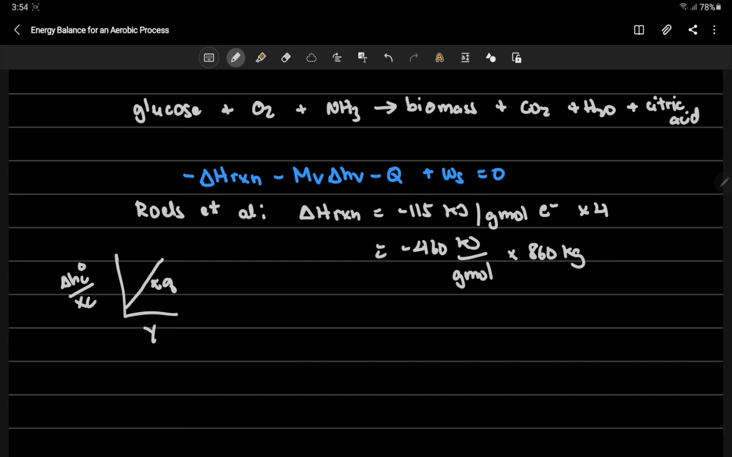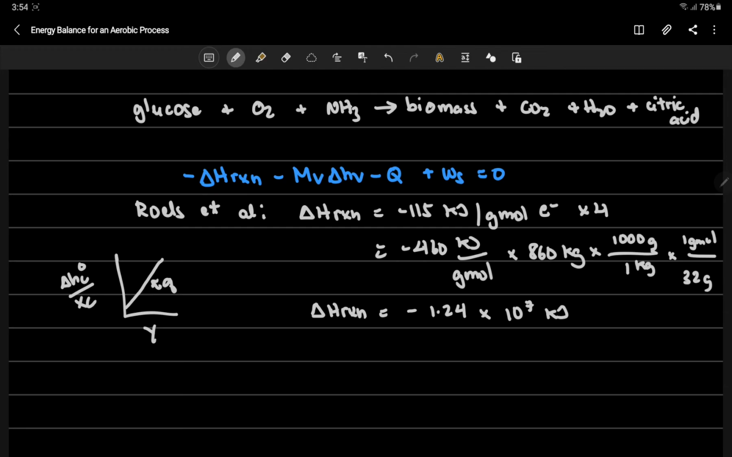Kaso nga lang, naka per mole yung ating enthalpy of reaction. So, kaya kailangan natin i-convert. So, how? So, convert muna natin yung gram to kilogram. So, 1 kilogram is 1,000 grams. And then, convert din natin yung mole to grams. So, 1 mole is 32 grams of oxygen. So, finally, ang ating heat or enthalpy of reaction is just minus 1.24 times 10 raised to 7 kilojoule.